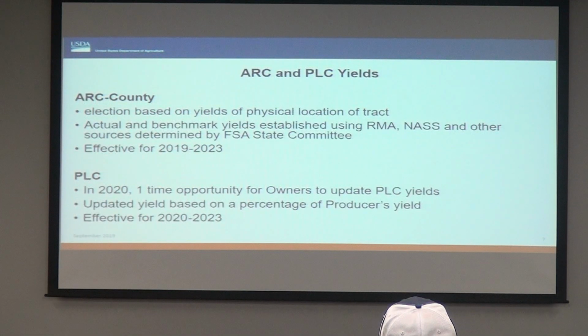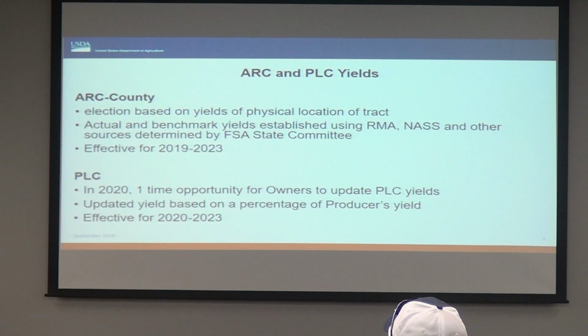And the ARC County election yields are based on yields where the physical location of the tract is. The actual benchmark yields are established using RMA yields, it could be NASS, National Agricultural Statistics Service, those yields, or other sources that the FSA State Committee uses. We do use Extension Service yields. We do get quite a few from those where there's not yields for RMA or NASS data. And those are effective for 2019 through 23.